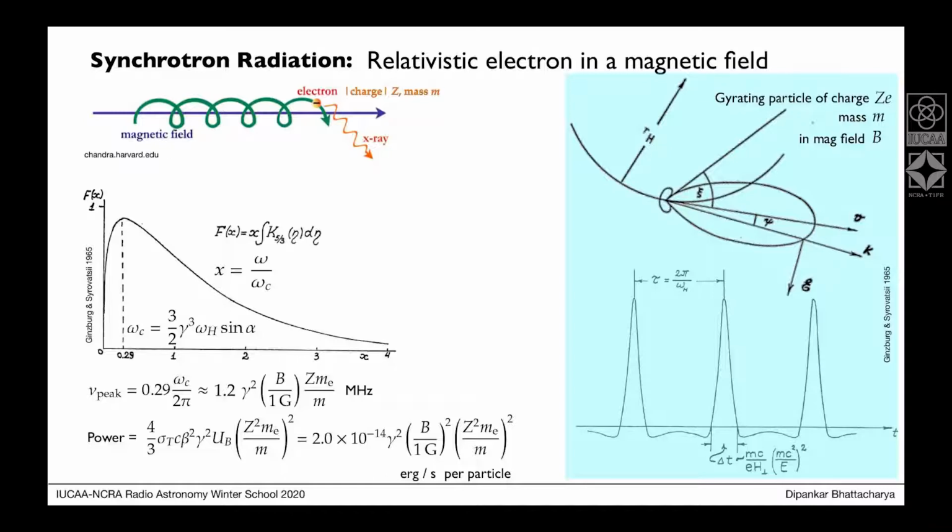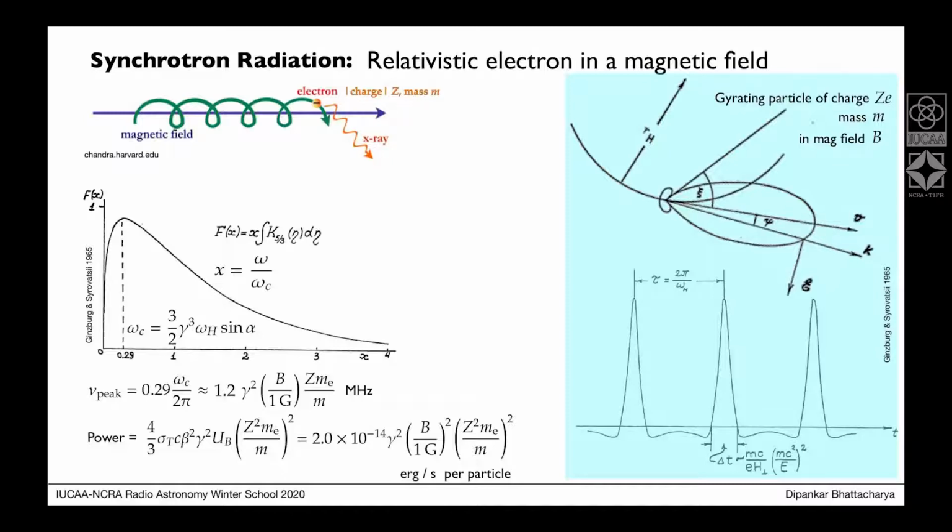So the expression at the bottom line shows you the power, which is 4/3 times sigma T, the Thomson cross section, which is a fundamental constant, times c, which is again a fundamental constant. Beta is the speed of the electron in units of the speed of light. But since it is very relativistic, beta is very close to 1, so beta squared is almost equal to 1. Then the Lorentz factor squared, and then the magnetic energy density, which is proportional to B squared over 8 pi.